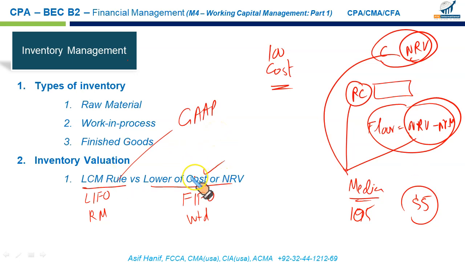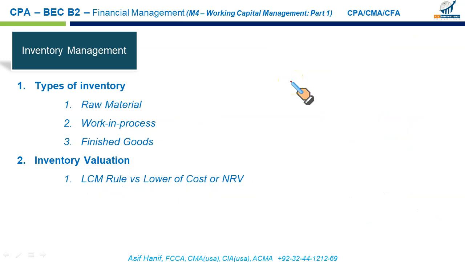Then what is NRV? Lower of cost or NRV. This is a different approach. This is used if your inventory is measured under FIFO, weighted average, HIFO, NIFO. There are many other methods. Anything other than LIFO and retail method, the valuation method would be lower of cost or NRV. Now, on one hand, you have cost, which is $100, let's say. On the other hand, you will have to calculate NRV, which is simple.